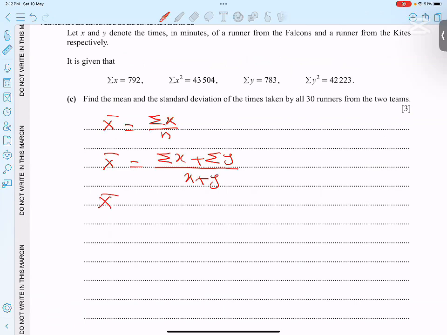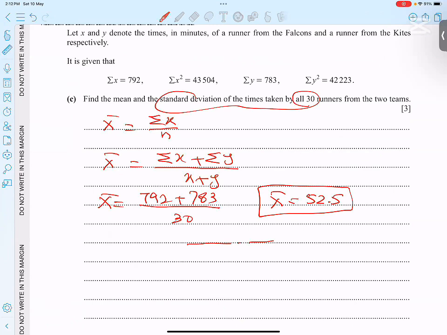If I apply the formula, sigma x comes from here and sigma y comes from here. I'm writing now 792 plus 783 divided by 15 plus 15, 30 people altogether. If I check it, my answer turns out to be 52.5. This is the mean of the whole group. And now what are we looking for? The deviation of all 30 people.